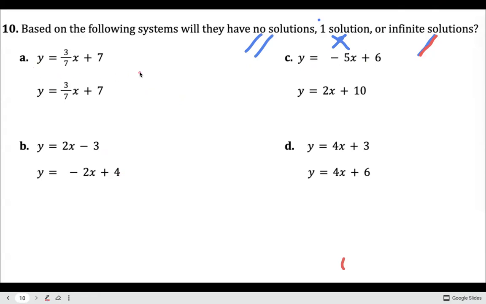All right. A, these are lines with the same slope and the same y-intercept. These are the exact same thing, which means they have an infinite number of solutions. They are always going to be together. The red bugs me a little bit. All right. Different slopes, different y-intercepts. That means they'll cross once. One solution.